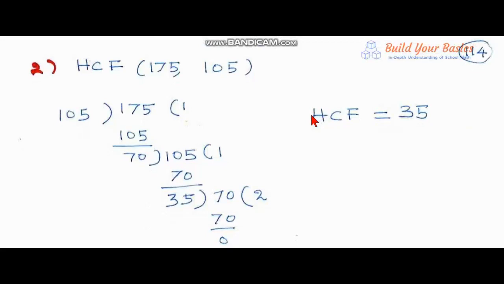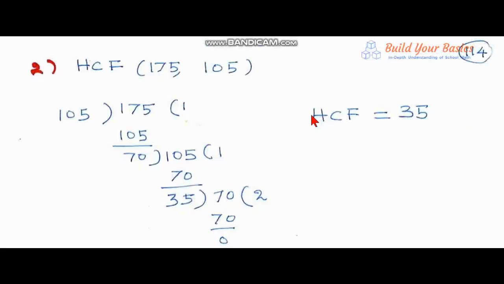Question number 2. Unit exercise 2. A milkman has 175 liters of cow's milk and 105 liters of buffalo's milk. He wishes to sell the milk by filling the 2 types of milk in cans of equal capacity.